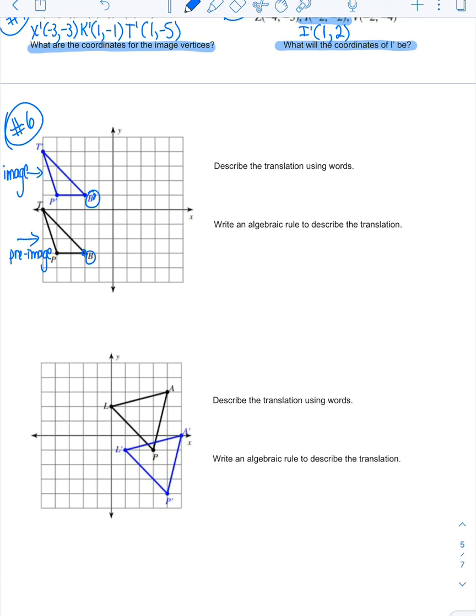So I'm going from B to B prime. Did I go left or right any? No. So I don't even have to write that down in the words. Do I go up or down? Yes, I go up. 1, 2, 3, 4. So I move up 4 units. Now let's write that algebraically. So I didn't go left or right any, so I leave x alone. But I went up 4 units, so that's y. Up is plus, and I went up 4. So my rule is x, y plus 4.